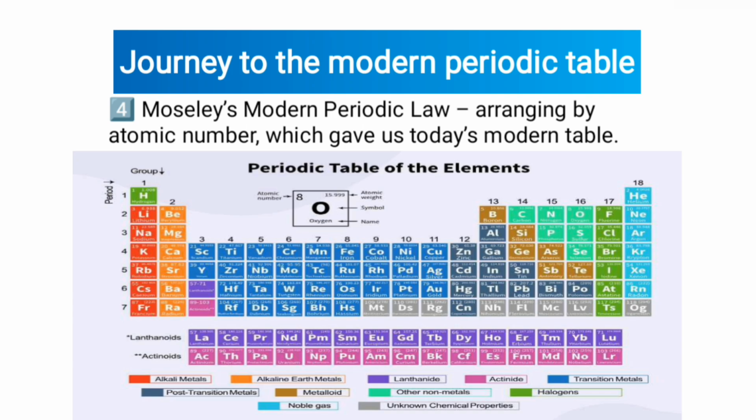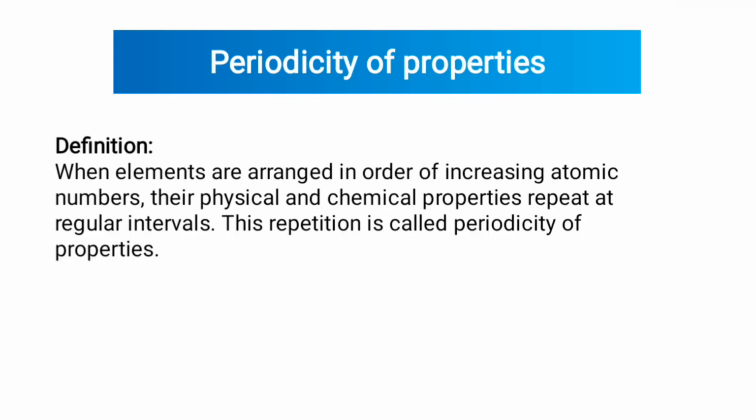So, my dear student, periodicity of properties. What is periodicity of properties? My dear student, when elements are arranged in order of increasing atomic numbers, their physical and chemical properties repeat at regular intervals. This repetition is called periodicity of properties.